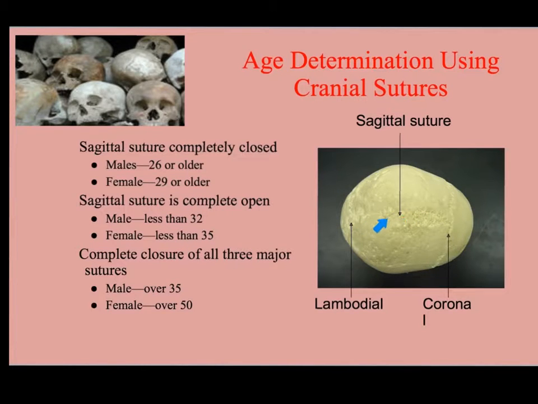So if we see this completely closed and we've identified this as a male, we can estimate that the male is 26 years or older, and the female 29 years or older. Now, if this right here is open, we can estimate that the male is less than 32 and the female is less than 35. If it is completely closed and almost absent, the male is over age 35 and the female is over age 50.